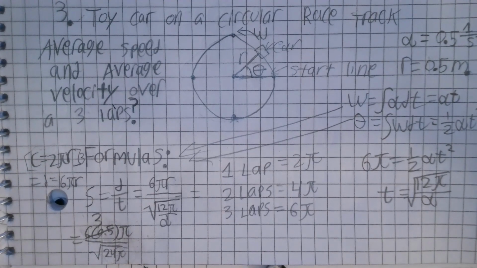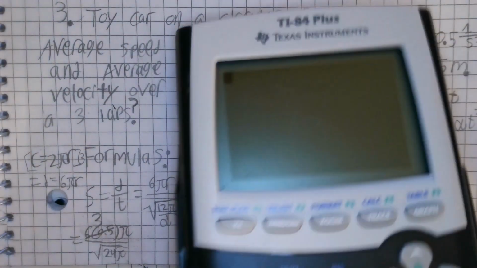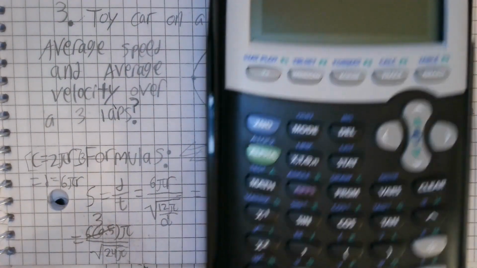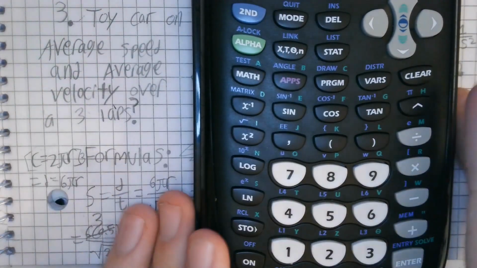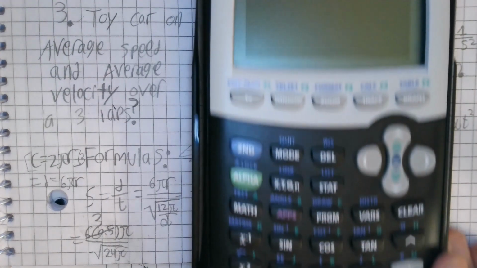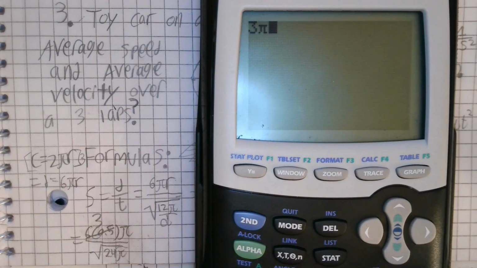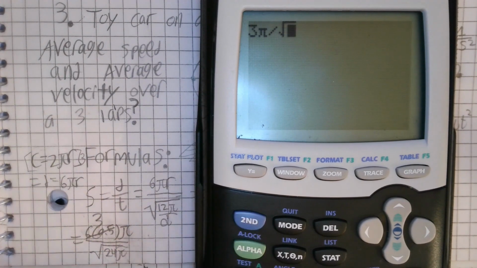Do what math you can in your head, but do not do anything more than what you're comfortable with. I'm comfortable with saying 6 times a half is 3, but I do recommend you go ahead and plug in here. So we're going to take 3 pi over the square root of 24 pi.